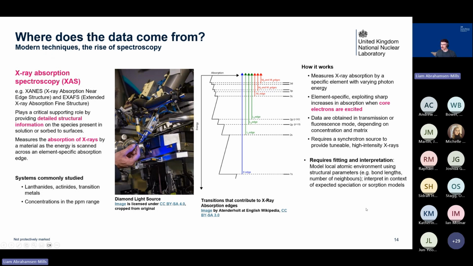Again, this does require some fitting and interpretation to be able to understand what that means in terms of bond lengths, numbers of neighbours, and interpret that in the context of what's expected. So again, some prior knowledge of the system is needed to be able to fully interpret that data.